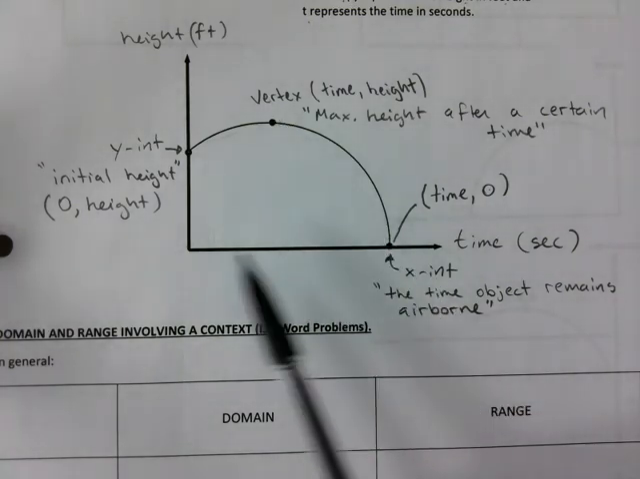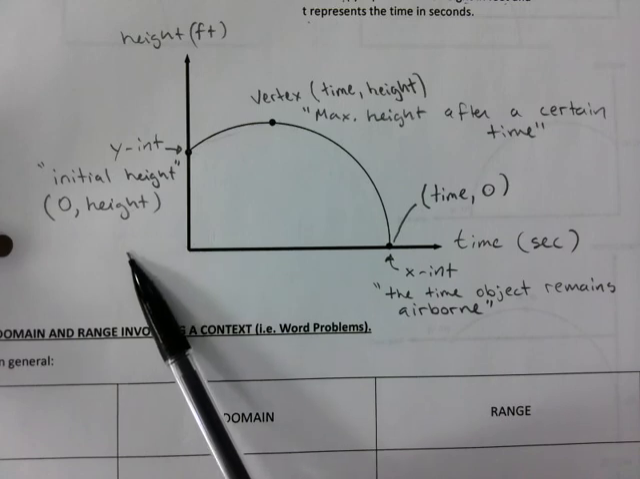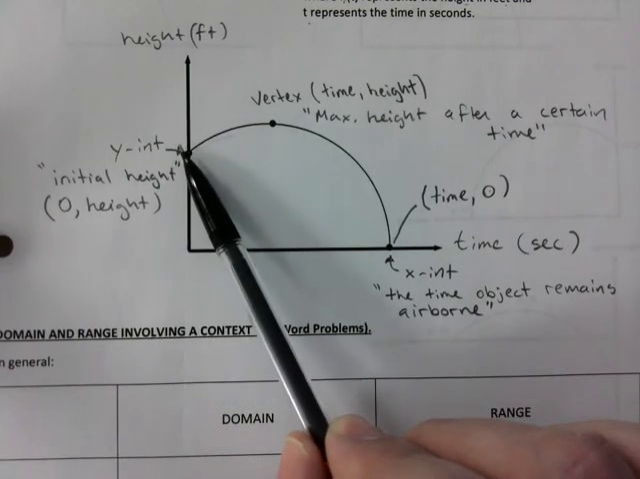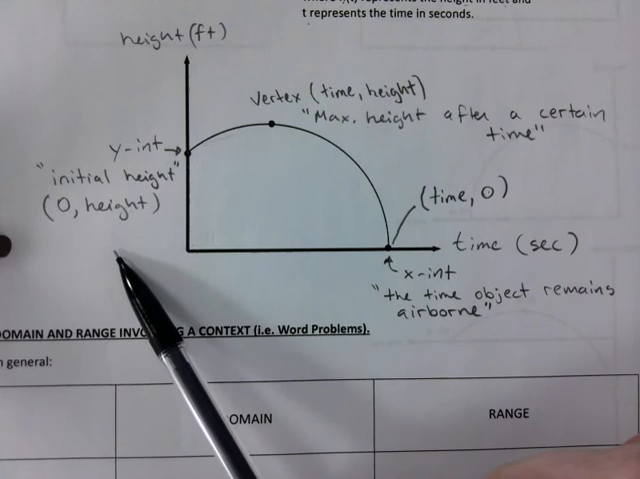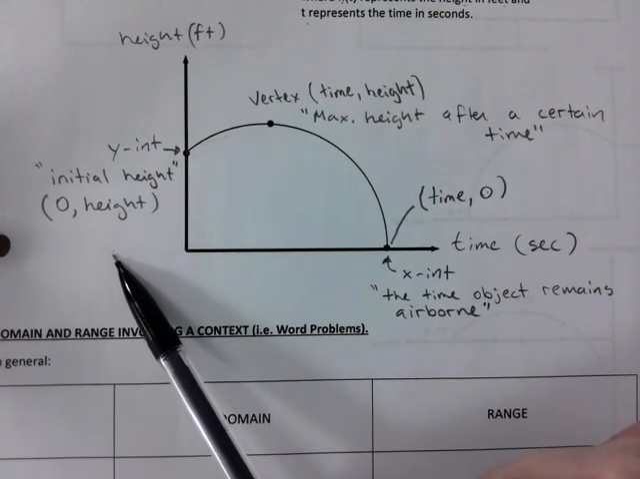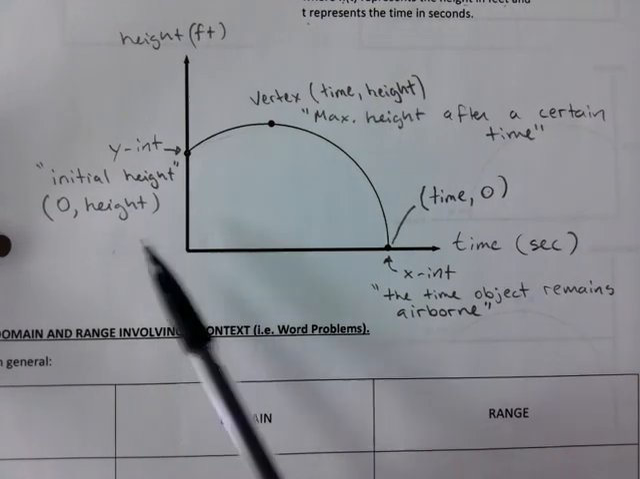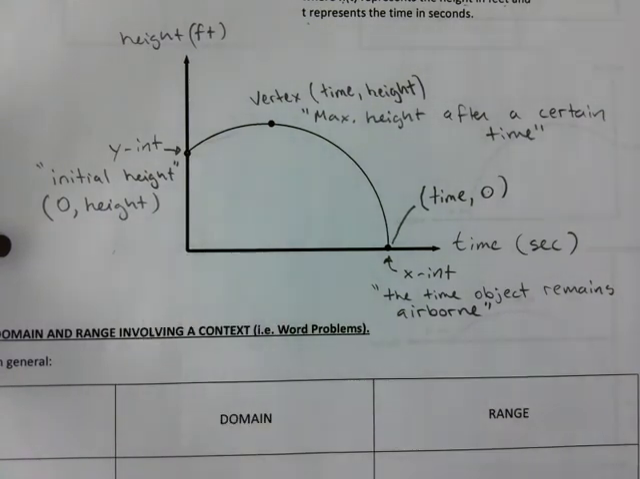Keep in mind that there's technically another x-intercept over here somewhere. If this curve were to continue, there's an x-intercept there. Do not find it, do not include it in your calculations because it's in the negatives. We can't have negative time. So you need to watch out for that.